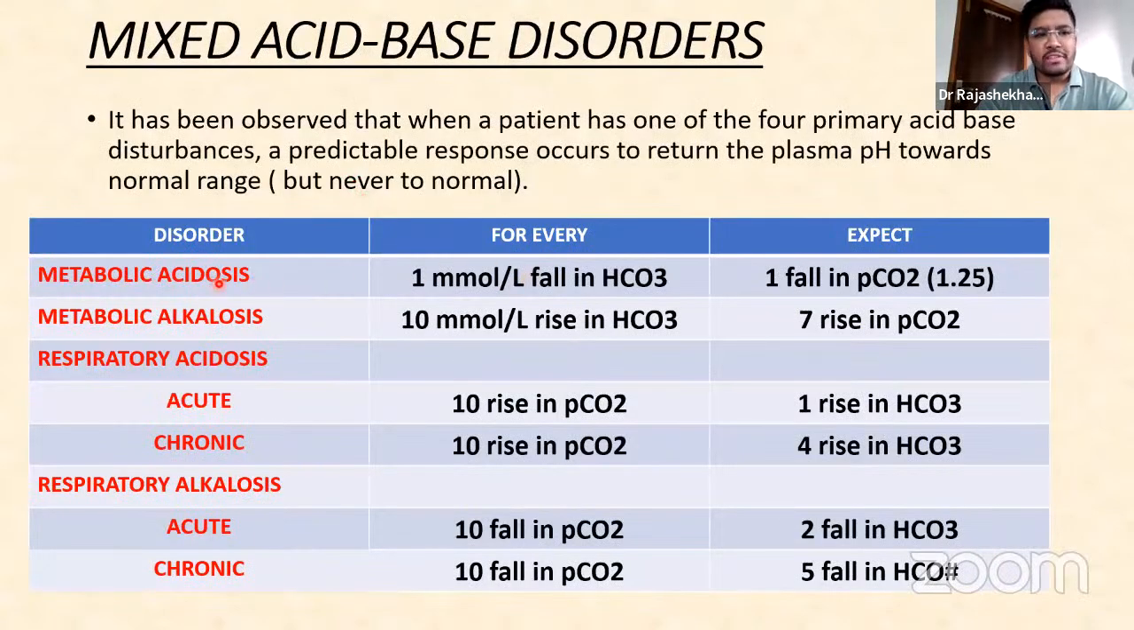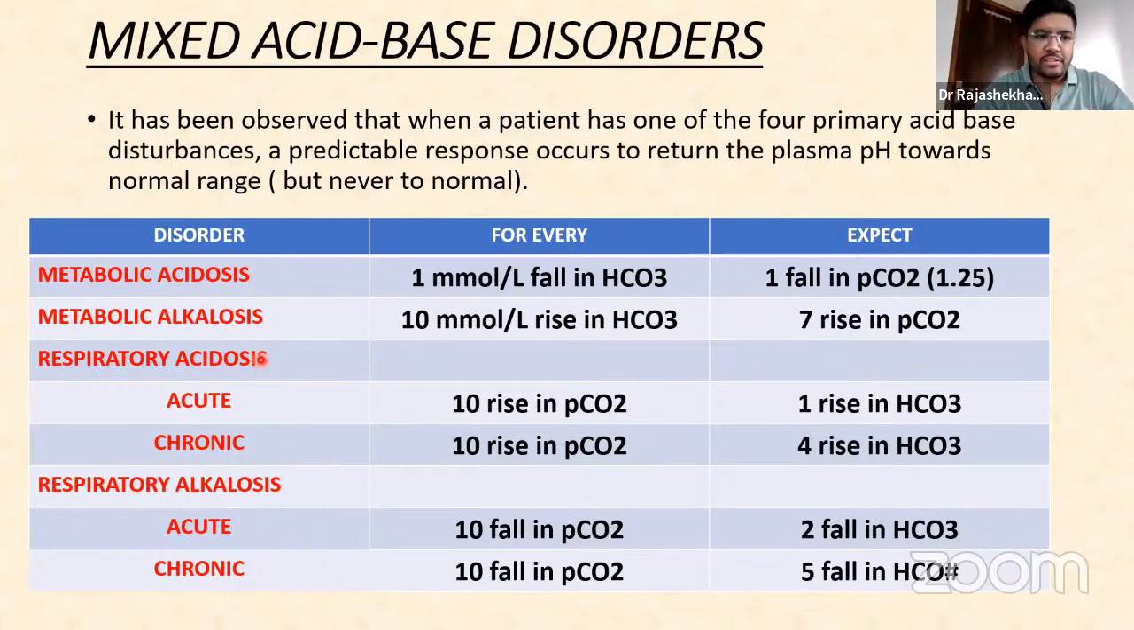In case of metabolic acidosis, we know the primary thing is the decrease in bicarbonate. So for every 1 millimole fall in bicarbonate, the PCO2 falls by 1. In Harrison, it is also considered as 1.25. So you can remember both things. In case of metabolic alkalosis, every 10 millimoles rise in bicarbonate increases the PCO2 by 7.